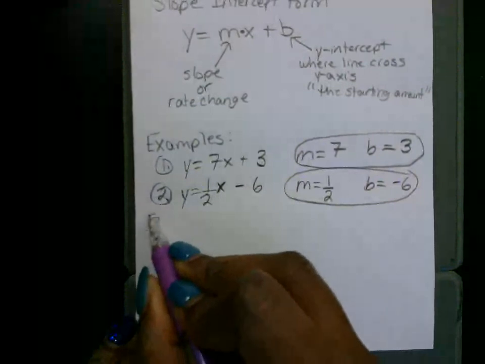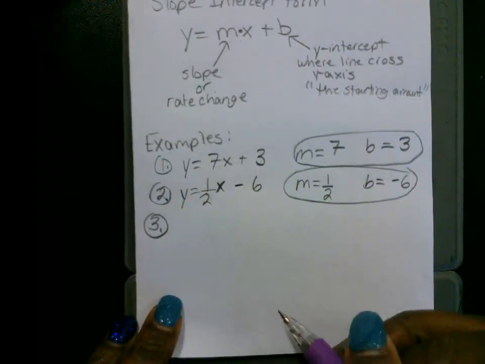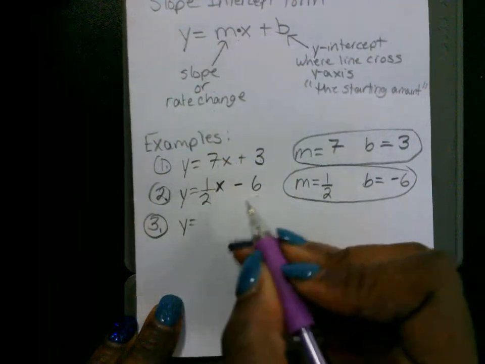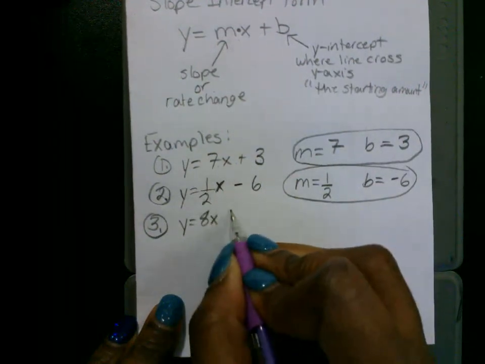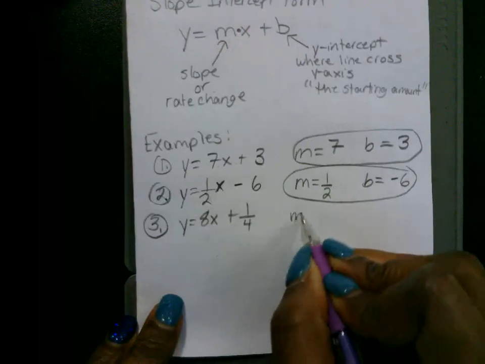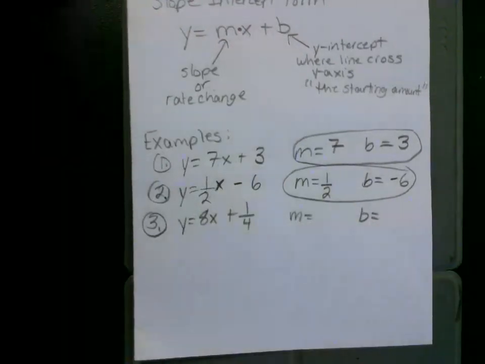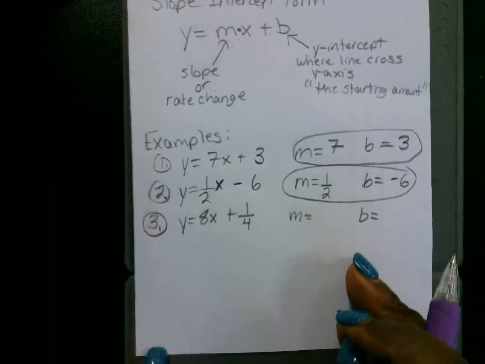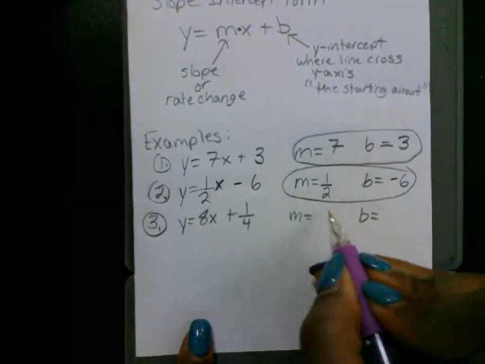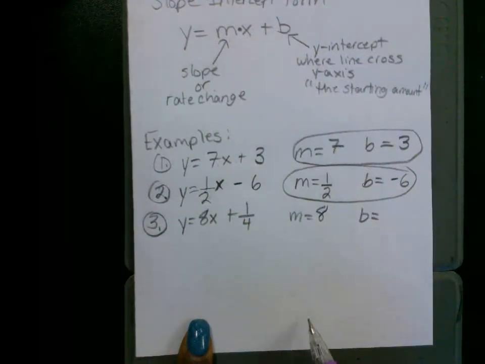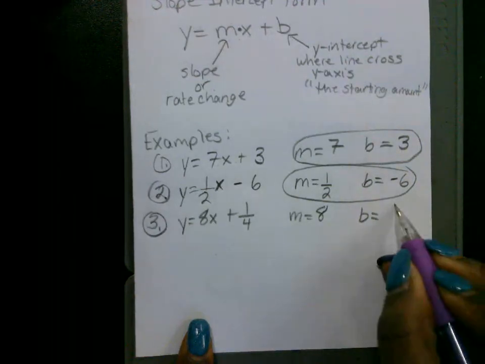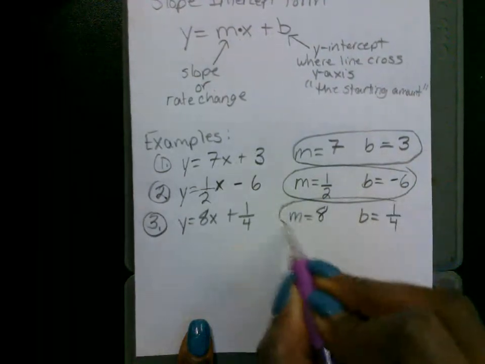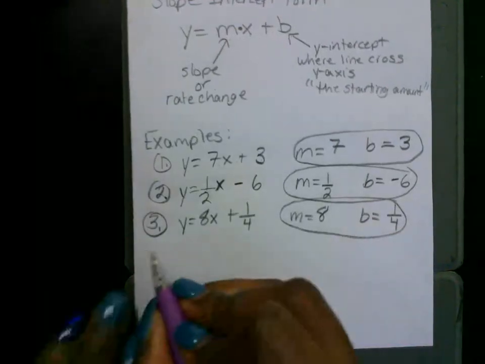Let's look at number 3. Y is equal to 8x plus 1 over 4. See if you can write what the m and the b is. I'm going to pause. Some people got this one right, so that's good. Which one of these numbers is the m? Yes, positive 8 is the m. Which number is going to be the b, the y-intercept? 1/4. Correct.